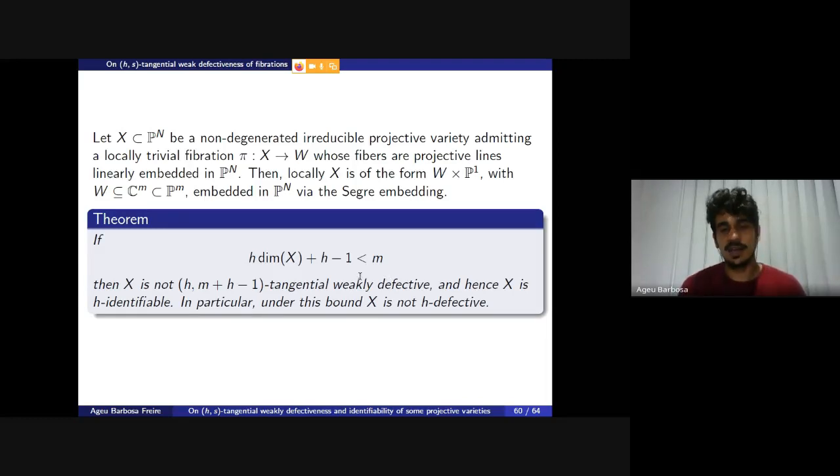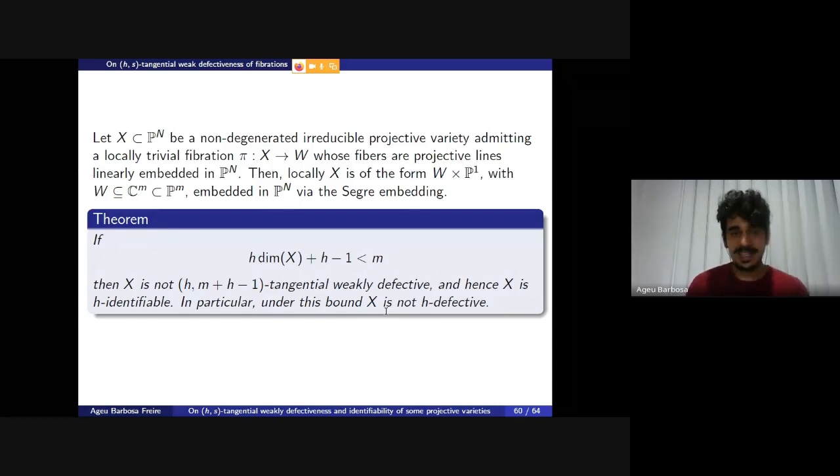And as we have seen before, this implies that the variety X will also, under this bound, be h-identifiable, and under this bound, h also will be not h-defective. The idea now is to apply this theorem to the Segre variety.